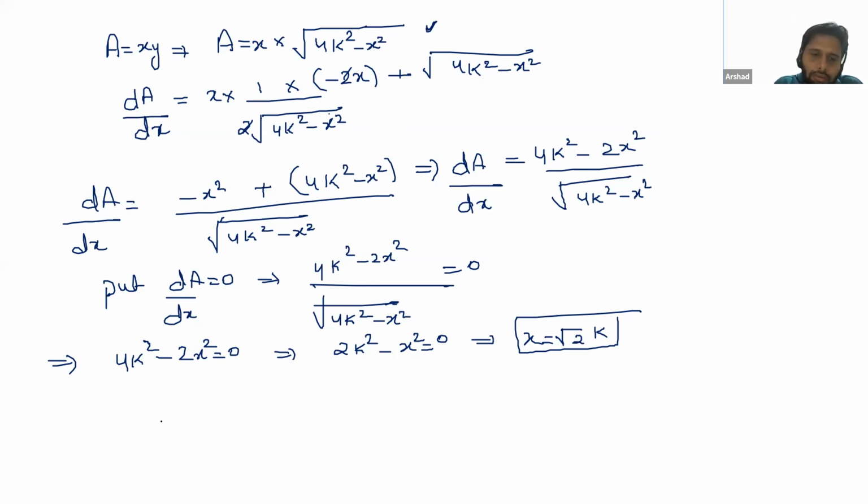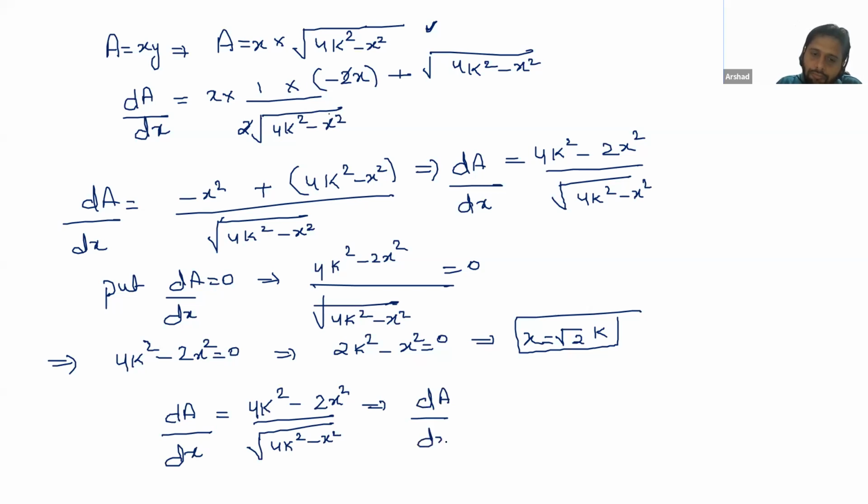So I will give you the hint. Quotient rule is quite lengthy. Okay, quotient rule is lengthy. So what we can do here, 2x squared by under root of 4k squared minus x squared. So dA by dx is equal to 4k squared. Okay, and we will write this denominator as this.